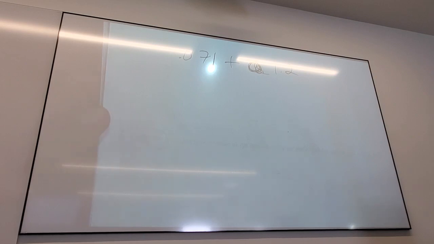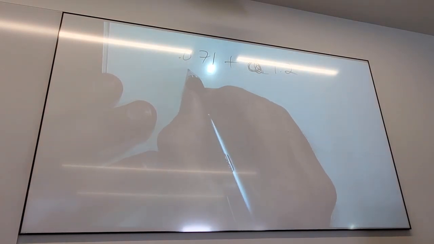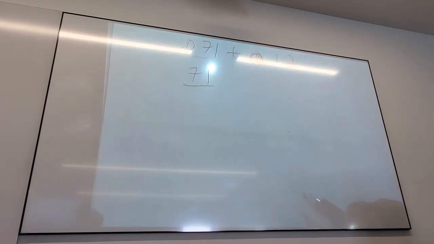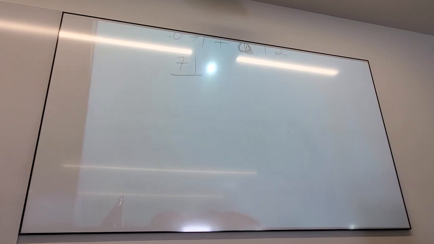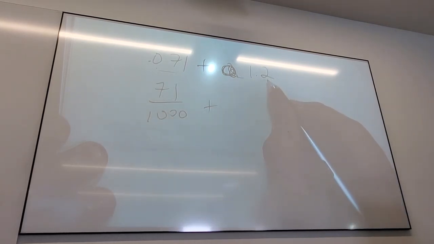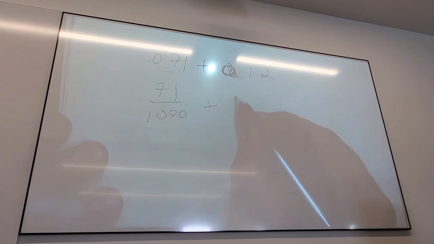Why do I have to line up the decimal places? Real quick, help me out. What is this number as a fraction? 71 over 1,000. Tenths, hundredths, thousandths. Right, so 71 over 1,000. And what's this? We have the ones, 1 and 2 tenths, which is actually the same thing as 12 tenths.